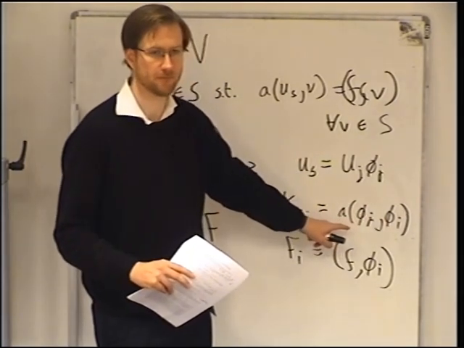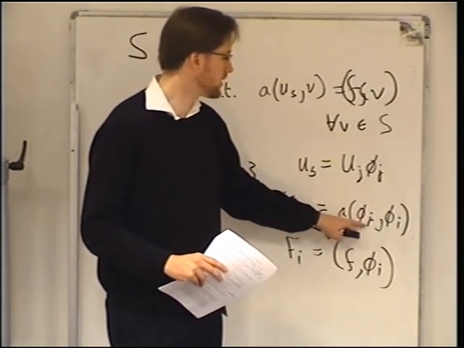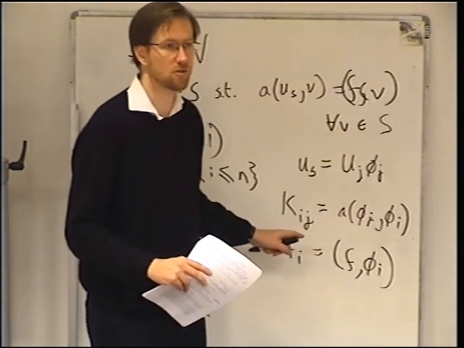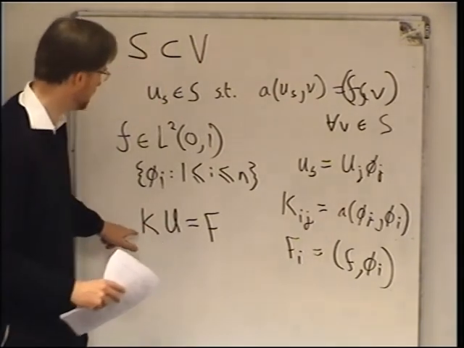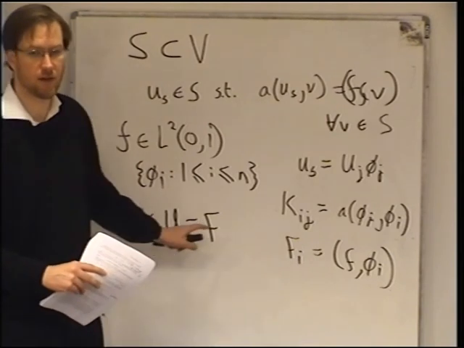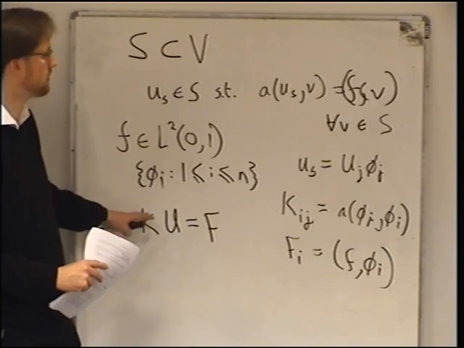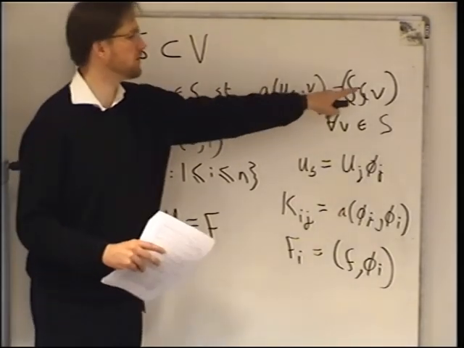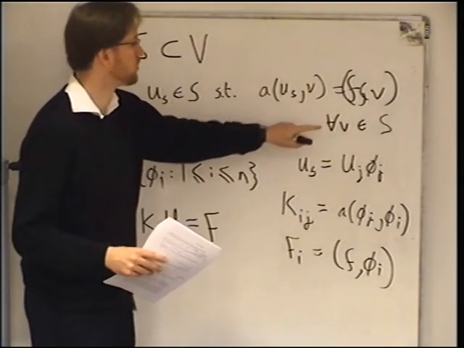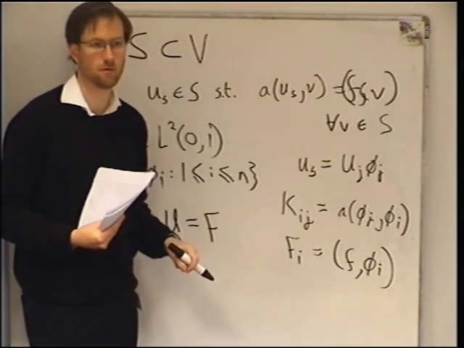But A is linear. So because A is linear, I can put the phi j's inside and pull the coefficients outside. That's what linearity means. And so therefore I have here k times u. If you multiply k times u, then that's just a number on each row as well. So that's the set of equations. And it's a set of equations which is equivalent to this if I choose the test functions to be just the basis functions.